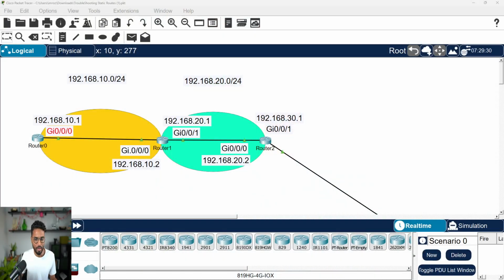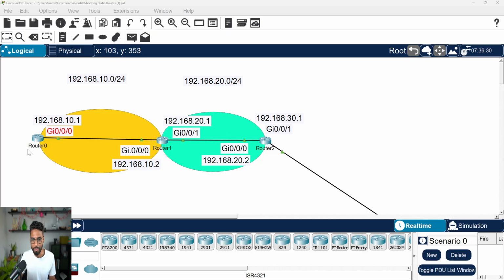Hi. In this video, we'll configure a simple static route between 4 different routers. So let's get started on that. Here we have 2 different networks and 3 routers, 0, 1, and 2. All the IP addresses have been already assigned and all the interfaces are up and running.